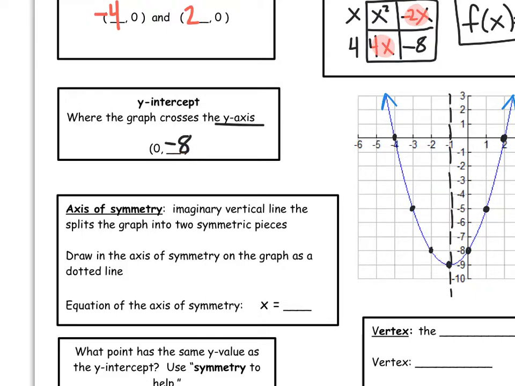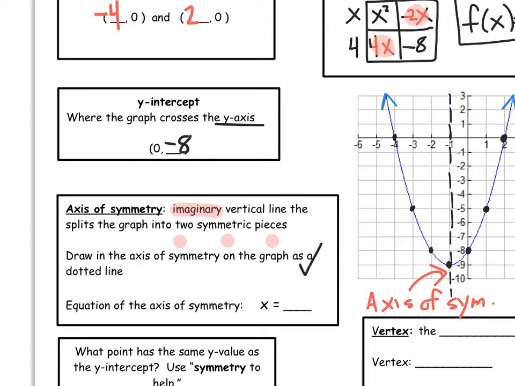Okay, next let's talk about axis of symmetry. Axis of symmetry is an imaginary vertical line that splits the graph into two symmetric pieces. We actually already drew our axis of symmetry. It's this dotted line right here. It splits our graph. So our axis of symmetry, I'm going to write it down here, is right there. Alright, and so it says draw in the axis of symmetry. We already did that as a dotted line.